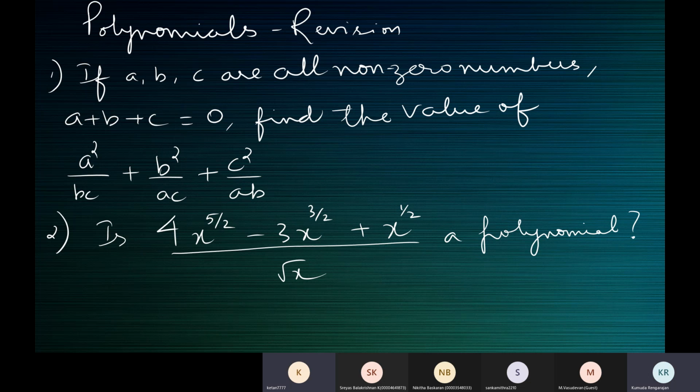Ma'am, I think it's not a polynomial, ma'am, like there is a root, ma'am, in the answer. So, correct. But did you simplify? So whenever the expression can be simplified, we need to simplify and then comment if it is a polynomial or not. Did you simplify? Ma'am, I got 2x to the power 9 by 2 by root x. No. Okay, I'll work it. Just see if you understand.